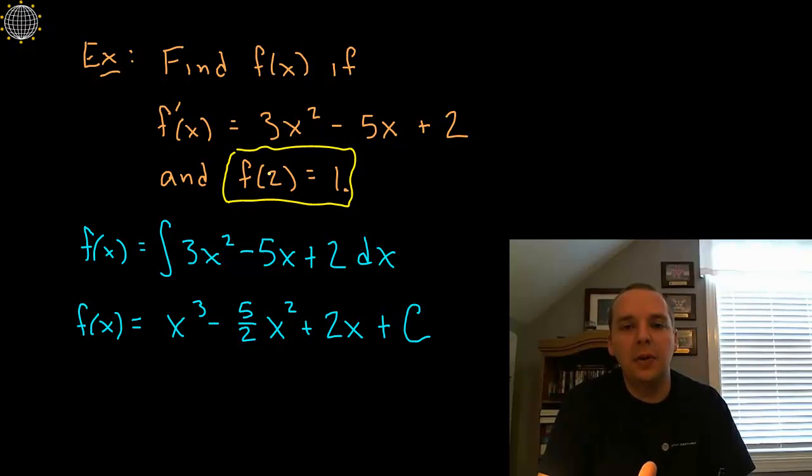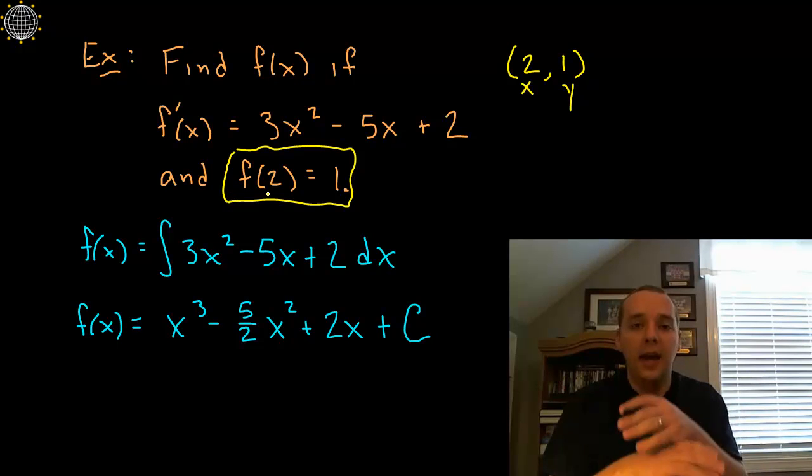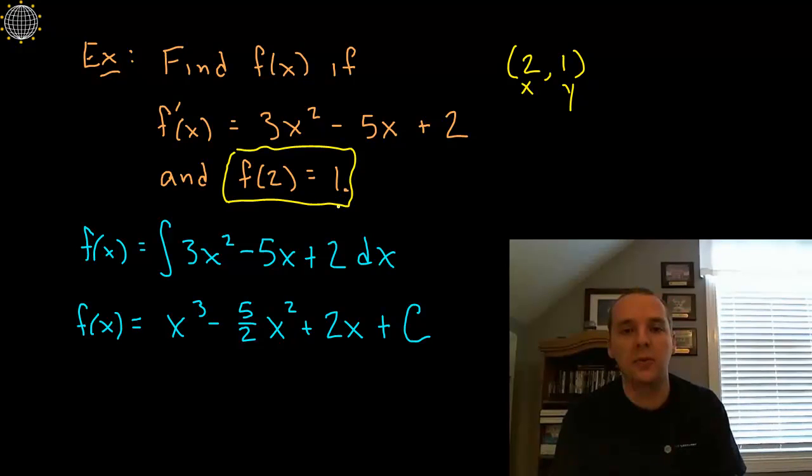And this says that if you plug in 2 for x, we should get out 1 for y. To say it another way, this function here should go through the point (2, 1), where 2 is the x and 1 is the y. And how do we know that? Well, this is f of x, and so the x is 2, and then f of 2, the function evaluated at 2, is the y value, which would be 1. So let's plug in 2 for x and 1 for y.